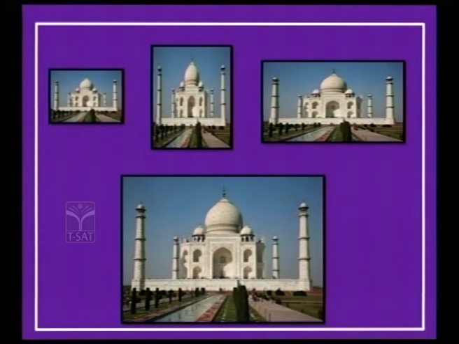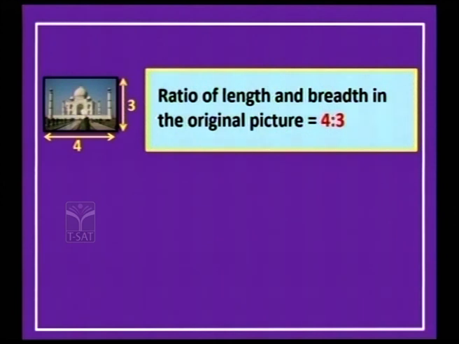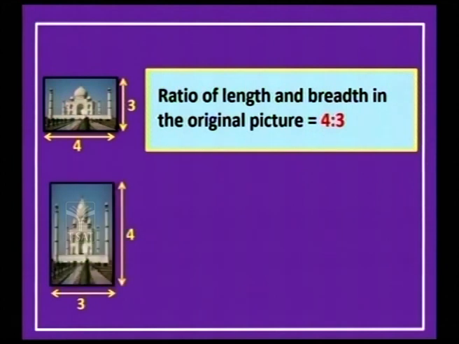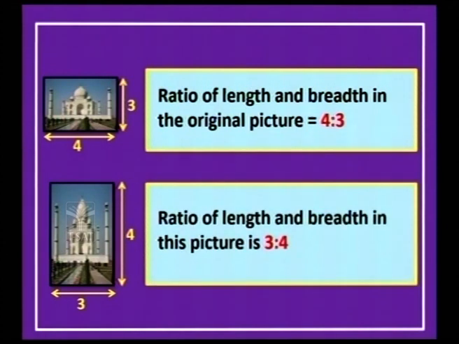Now let us see what we are going to do. Can you find any differences in these figures, children? Yes. Let us see what the difference is. The first figure is the original one, which we took the first time. The length is 4 and the breadth is 3. So what is the ratio of length and breadth, children, of this original image? 4:3. Let us take the second one. Here the length is 3, whereas the breadth is 4. Now what is the ratio of length and breadth here? Yes, here it is 3:4, because length is 3 and breadth is 4.